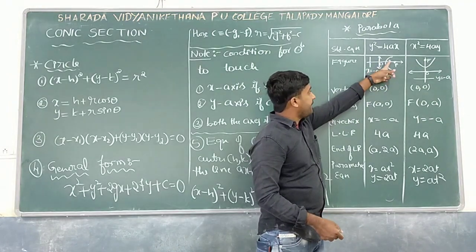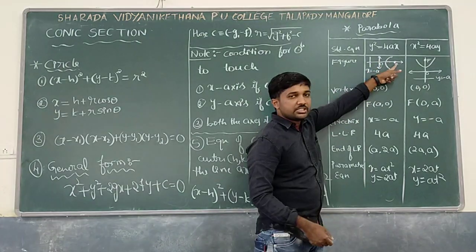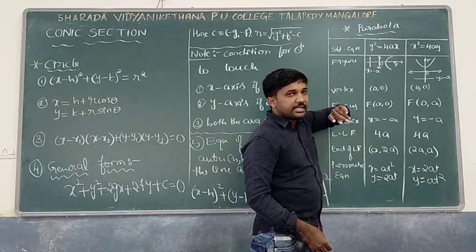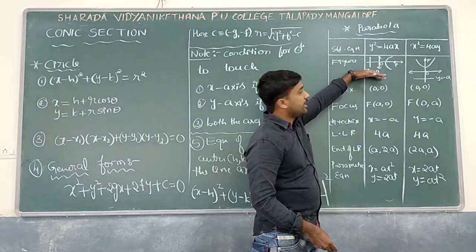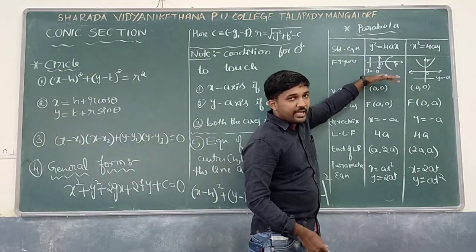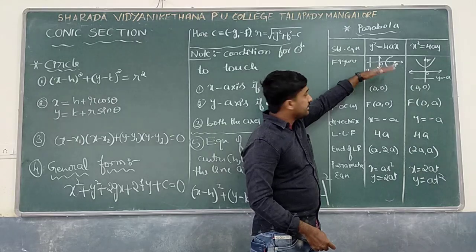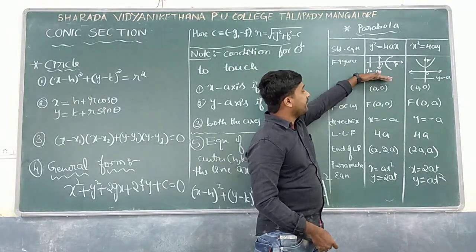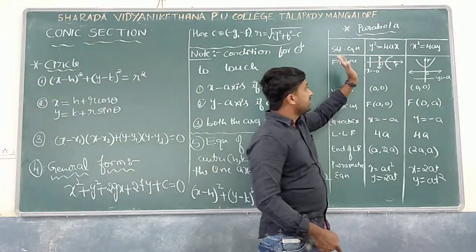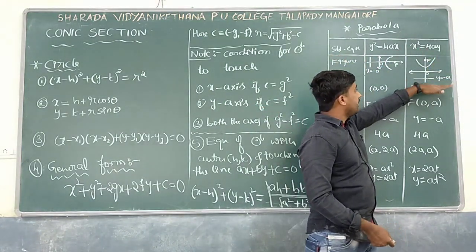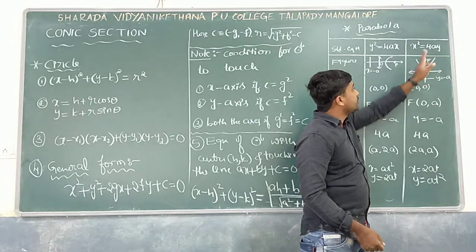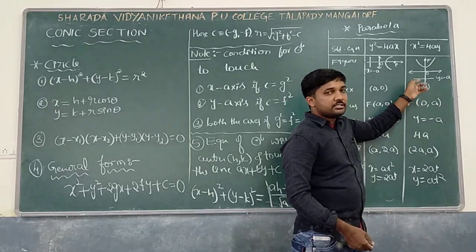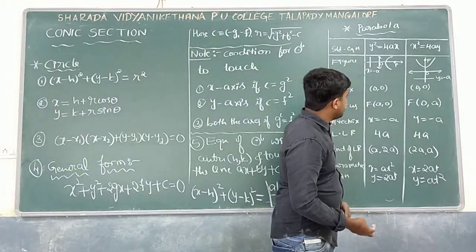Here I drew the parabola whose focus lies on x-axis, and the directrix is x is equal to minus a, and this parabola is symmetric with respect to x-axis. If a is positive, then parabola is symmetric with respect to positive x-axis, and if a is negative, you get an inverted parabola. Similarly, for x square is equal to 4ay, I describe the parabola whose focus lies on y-axis, and directrix is a horizontal line, y is equal to minus a.